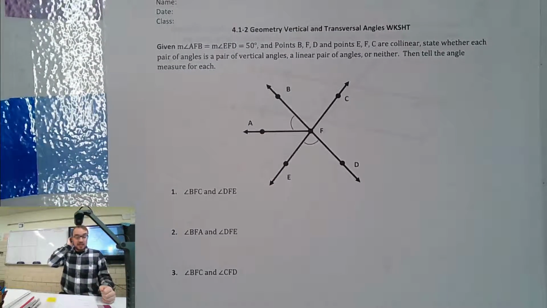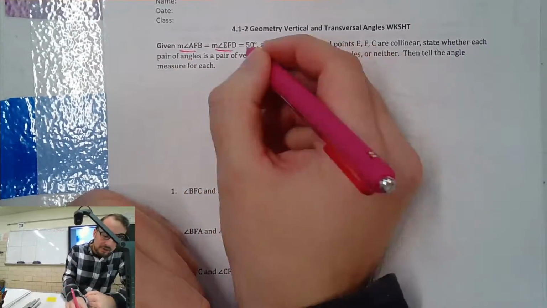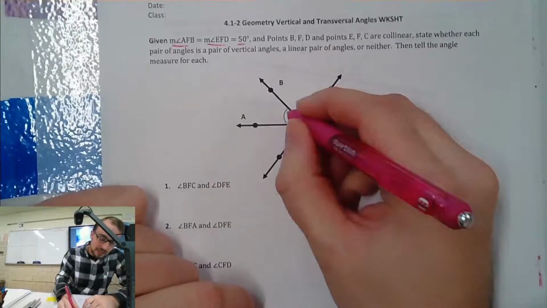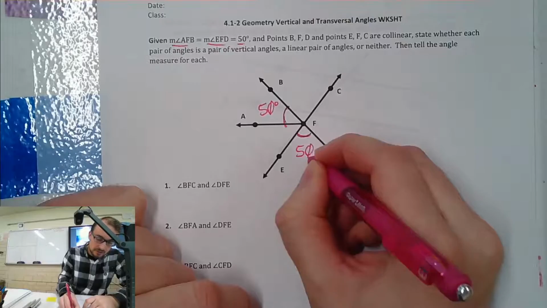All right. Given that angle AFB and angle EFD equal 50. So they equal each other and they equal 50. That's this angle here. That's that angle there. We should probably write that down. Write that down.